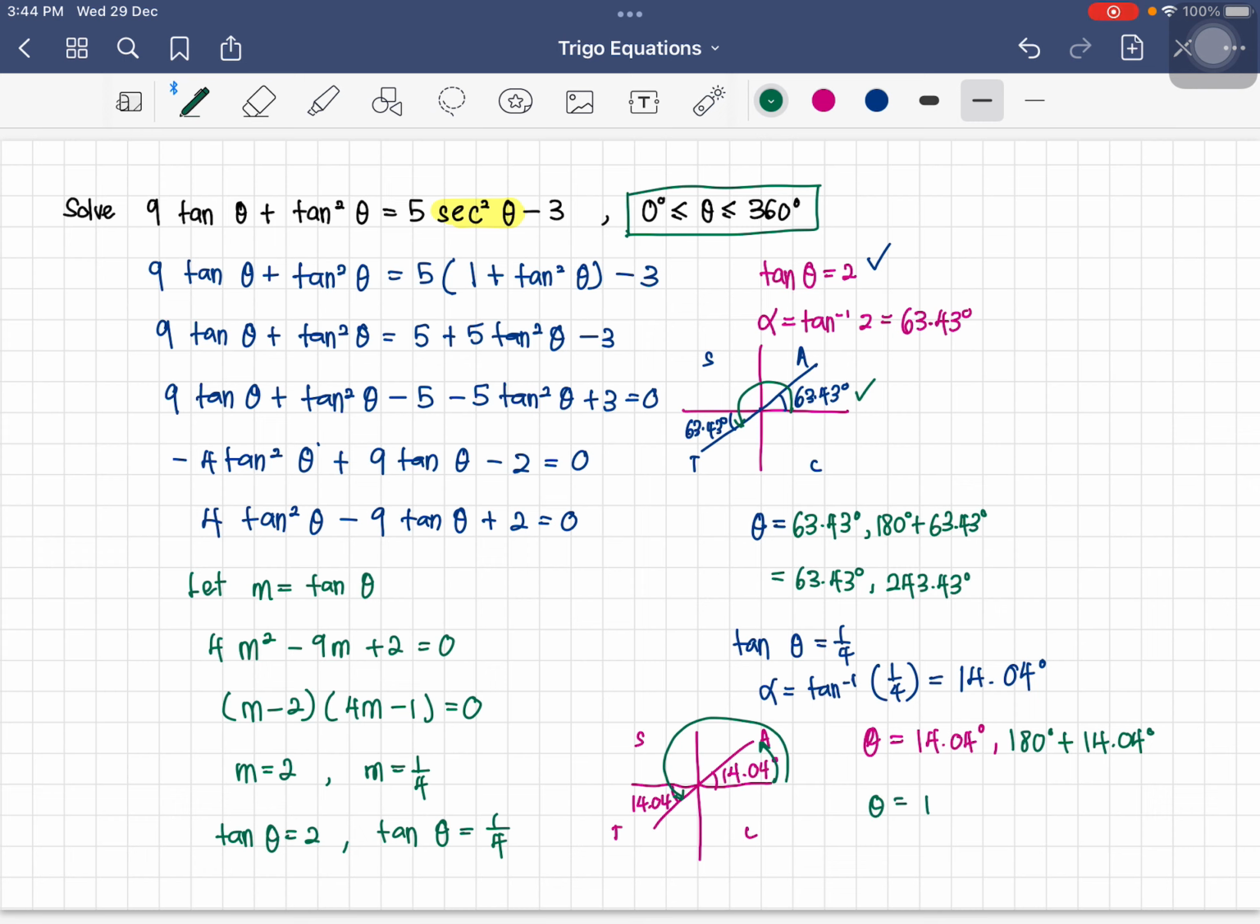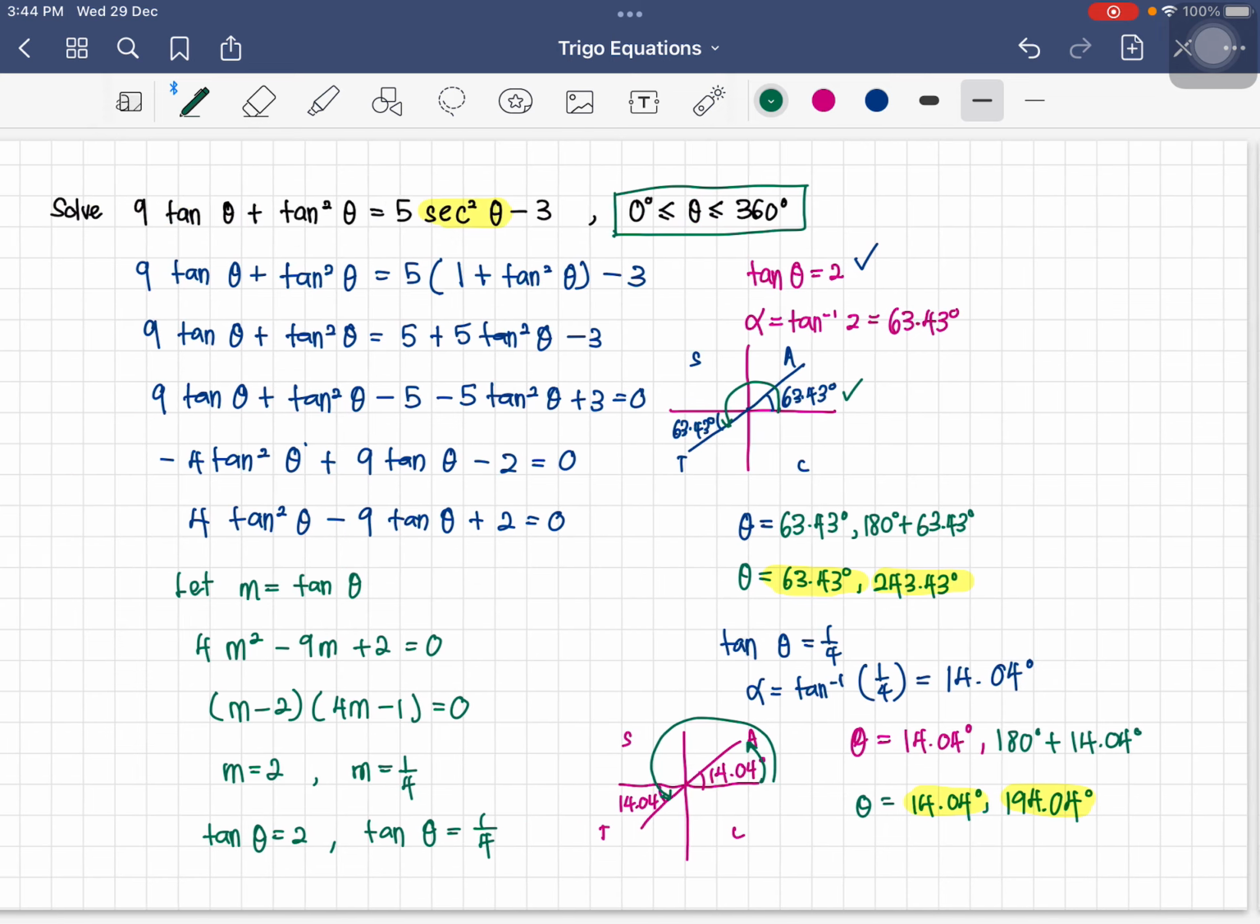Therefore, I've got two values of theta: 14.04 degrees, and another one will be 194.04 degrees. So now I have four values of theta: the first one, the second one, the third one, and the fourth one. All right, so we are done with the solution for this problem, and all of them are within the range. I'm just left with one thing that I'm going to describe.